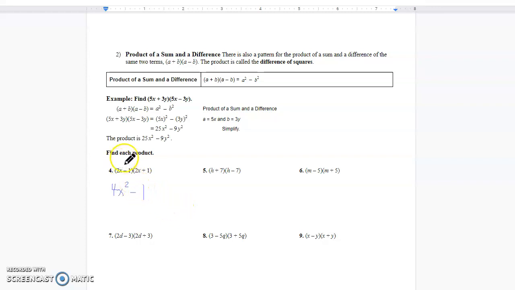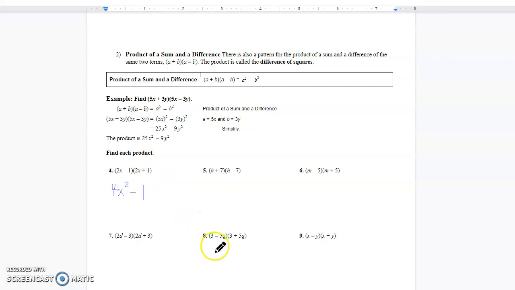Like 2x times 1 is 2x. Negative 1 times 2x is negative 2x. 2x minus 2x is 0. So what's really happening is that the stuff in the middle turns into 0 every time with this rule, and you don't even have to write anything.